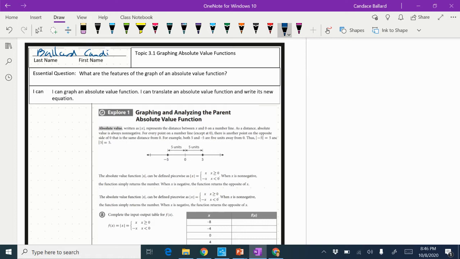So our essential question is, what are the features of the graph of an absolute value function? And then your I can statements are, I can graph an absolute value function, and I can translate an absolute value function and write its new equation.